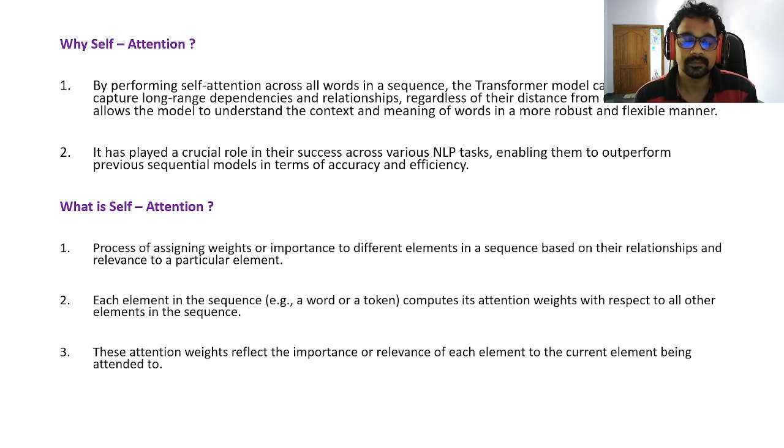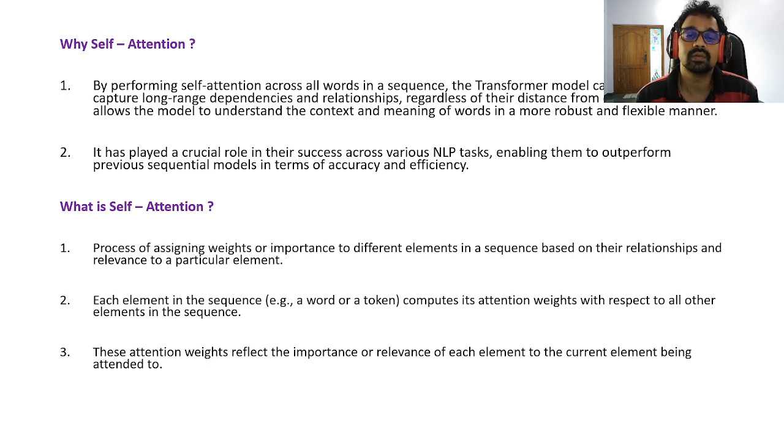So what is self-attention? It is a process of assigning weights or importance to different elements in the sequence based on their relationships or relevance to a particular element. So it computes attention weights. Each element, in the sense a word or a token, computes its attention weight with respect to all other tokens in the input sequence. These attention weights describe how relevant it is when compared with the other elements.